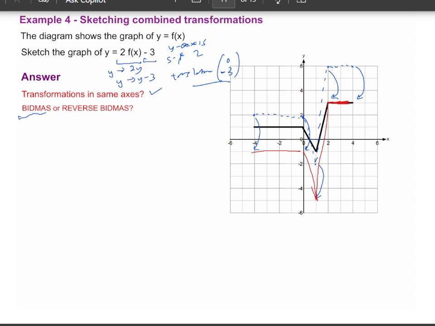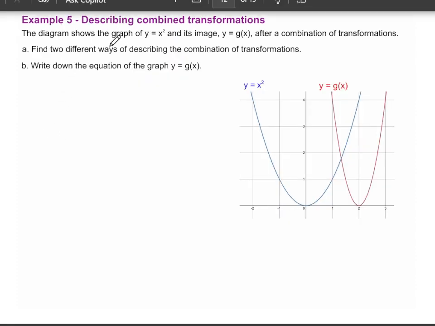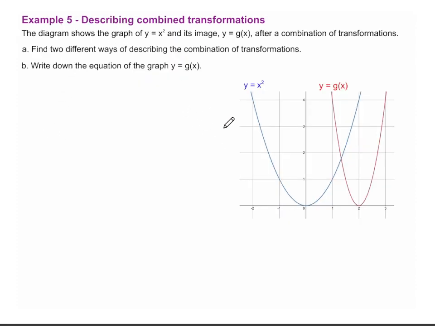Okay, the final example, we're describing the combined transformation, and this seems like something in the x-axis. Find two different ways of describing the combination of transformations. Now here what's happening is that firstly, we can see it's becoming thinner. That means there is some stretch in the x-axis, okay? And then there is also a translation.